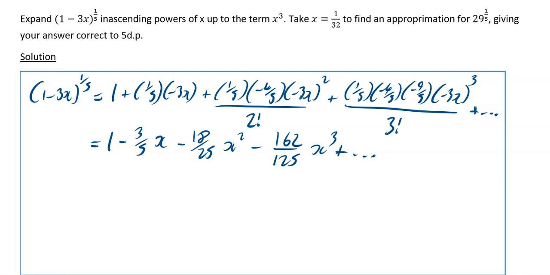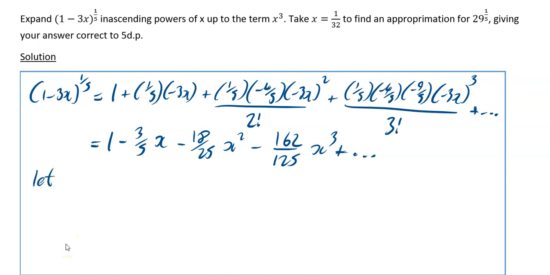So you've got some of the marks already for this question by doing the first part. We now have to figure out what we're doing for this next line, which says, take x equals 1 over 32 to find an approximation for 29 to the power of 1/5, giving your answer correct to 5 decimal places.